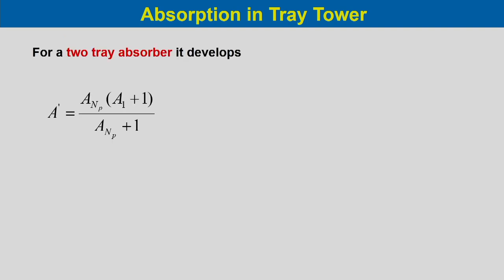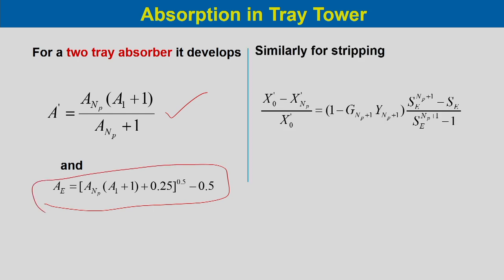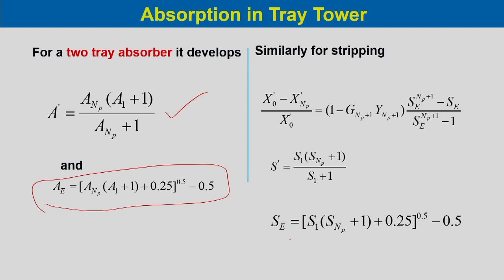Similarly, for a 2 tray absorber, it develops this equation, and the effective absorption factor or average absorption factor can be defined like this. Similarly, for stripping, we can obtain this relation using the average stripping factor, and S dash can be written over here. So, this is for the stripping column design, and this is for the plate towers using effective absorption factor. And this is for the tray column design for multi-component systems. And S E is the effective stripping factor which is given over here after the simplification.